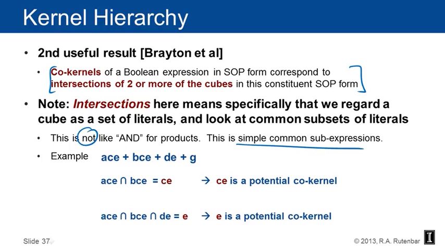This is just simple common subexpression. So if I had a function here, ACE plus BCE plus DE plus G, if you intersect ACE and BCE, you just get CE. If you intersect ACE and BCE and DE, you just get E. And what that means is that that's a potential co-kernel. Right, so you want to know where the co-kernels come from? Intersect the cubes in the Boolean expression in algebraic form.